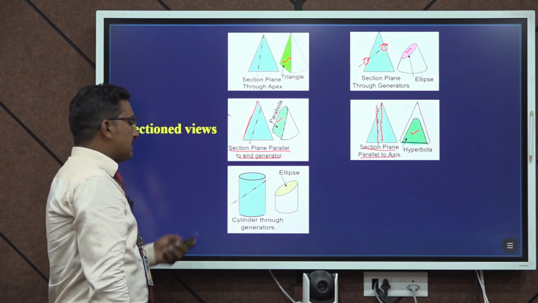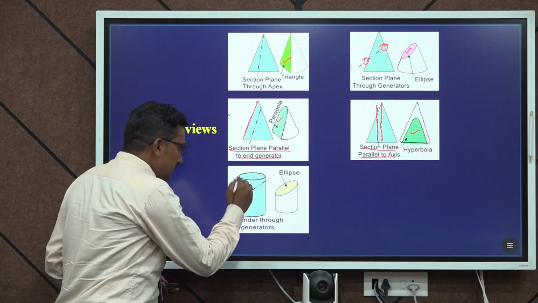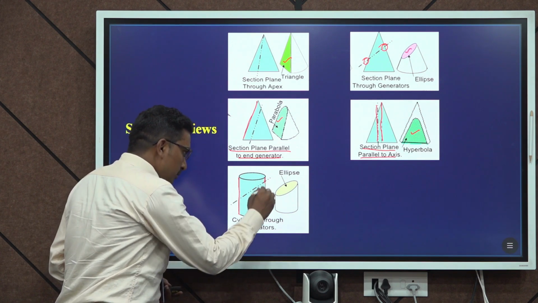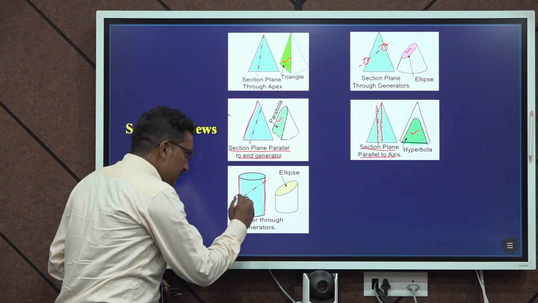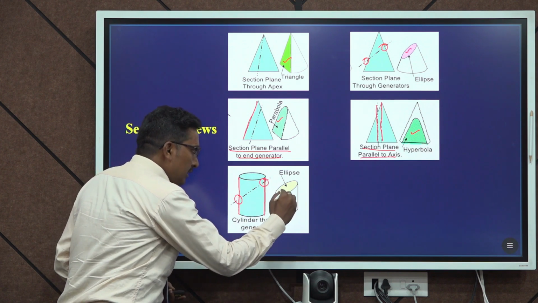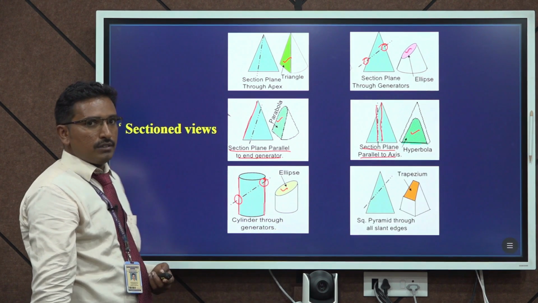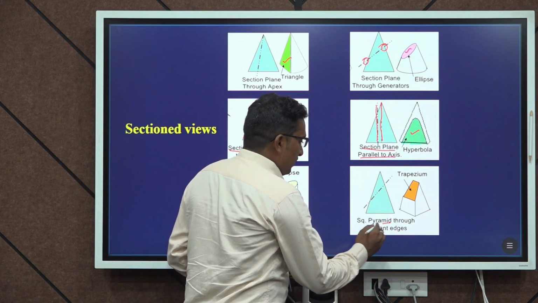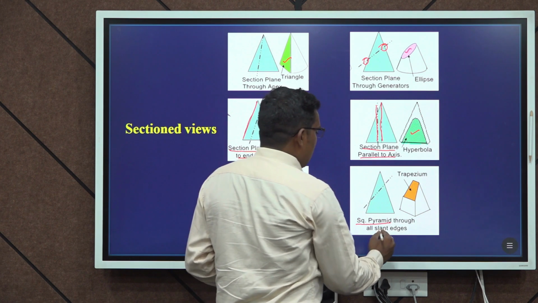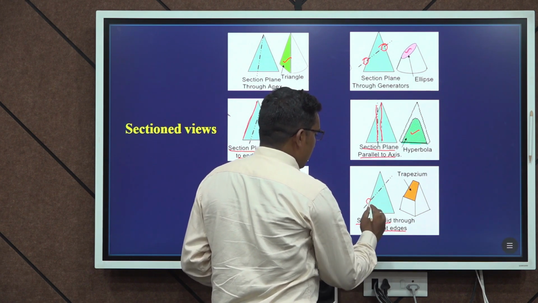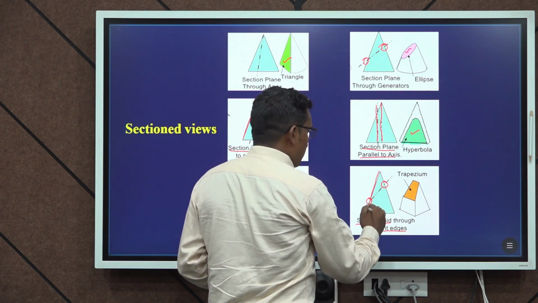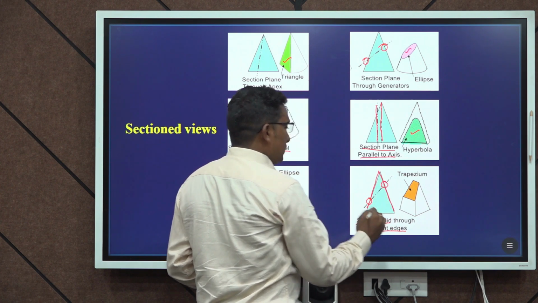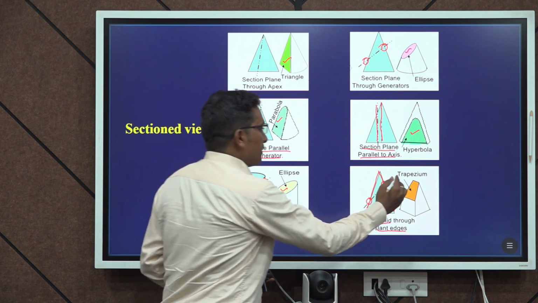And if you cut the cylinder through the generators, if you cut the section plane, you will get an ellipse. If you cut the square pyramid through the slant edges, these two lines are called slant edges. If you cut like this, you will get a trapezium.